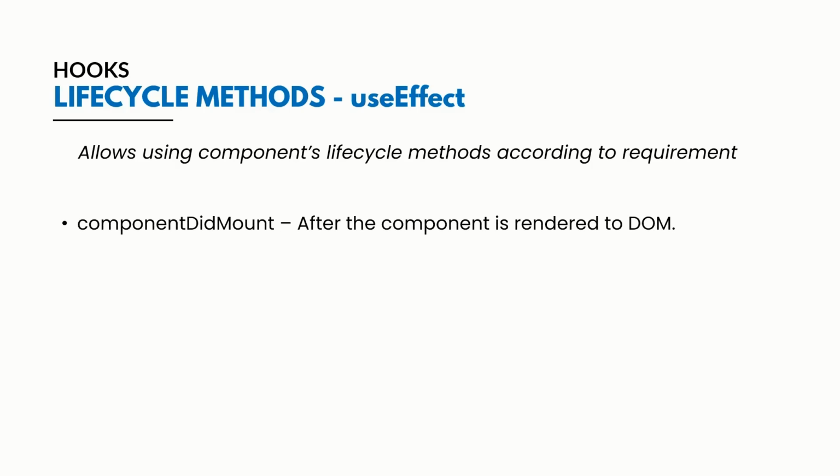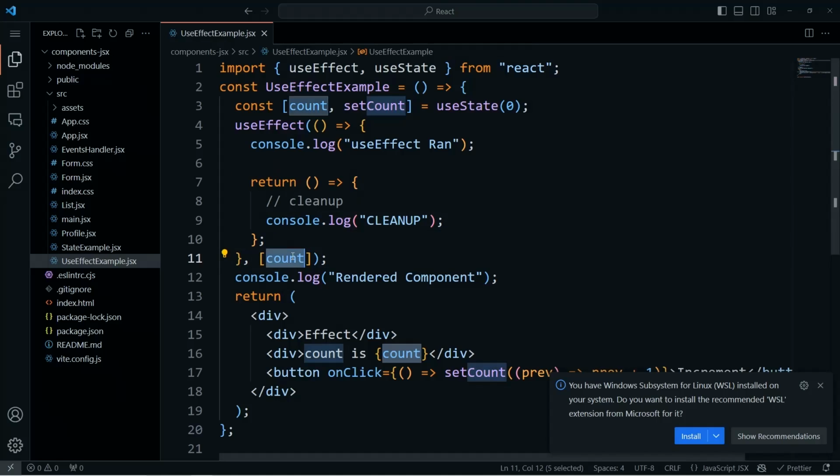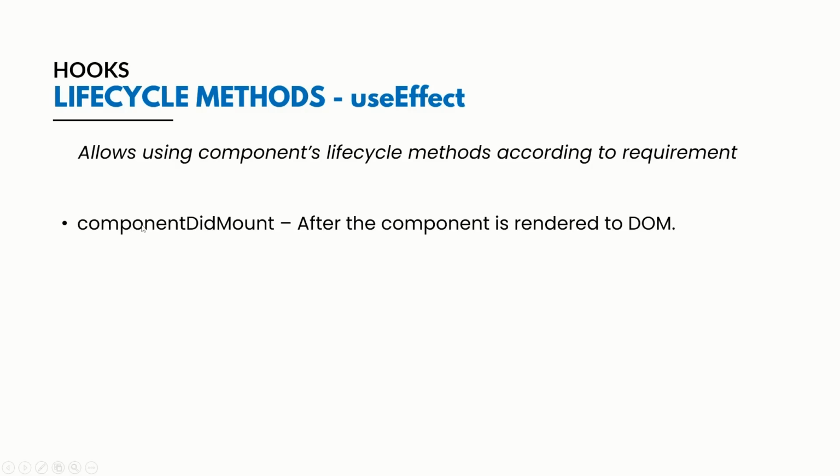So the first function that we had was componentDidMount. That was a function with the class components. This runs after the component is rendered to the DOM. You can see with the help of useEffect, we have already achieved that. Once we run the useEffect, if we don't add anything inside the dependency array, the componentDidMount behavior will automatically run with the useEffect.